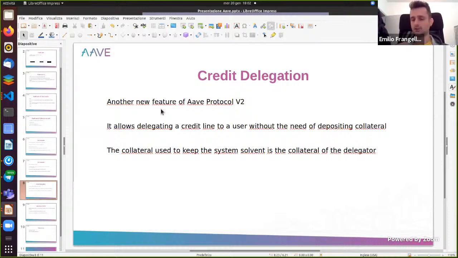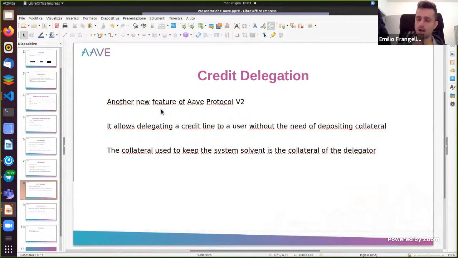So with credit delegation, you can essentially allow any other wallet or contract, which is even more important, to borrow on your behalf. So what this means is that an entity that is not you can borrow using your collateral, and it doesn't need any collateral. So it's actually uncollateralized for the entity that's taking the loan, but from the perspective of the system, the loan is still collateralized, okay? Because it's the collateral of the user delegating that is guaranteeing that the debt will be repaid, okay? So it's uncollateralized, but it's not really uncollateralized.